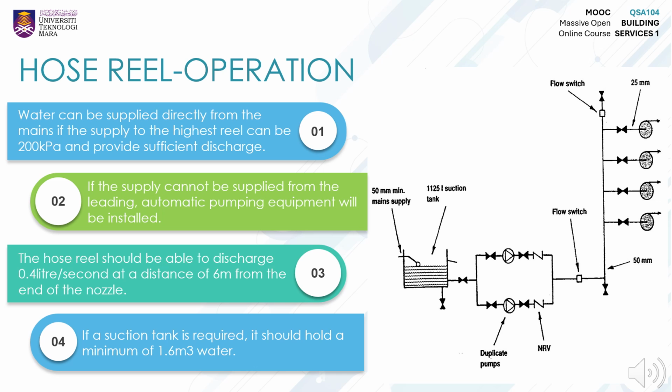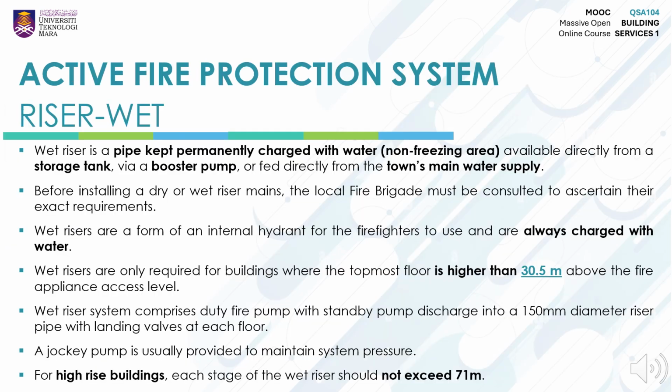The water can be supplied directly from the mains if the supply to the highest reel can be 200 kilopascal and provide sufficient discharge. If the supply cannot be supplied from the mains, automatic pumping equipment will be installed. The next component for active fire protection system is riser, which consists of wet riser and dry riser. So now we will look into the wet riser.